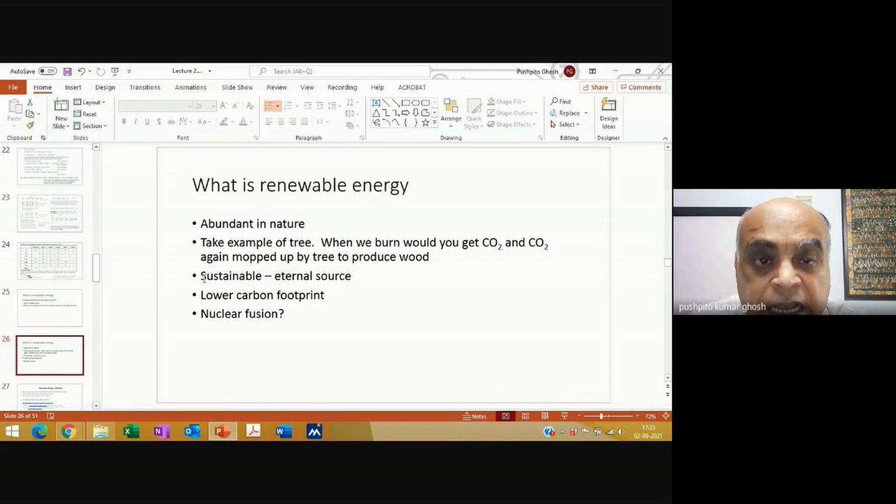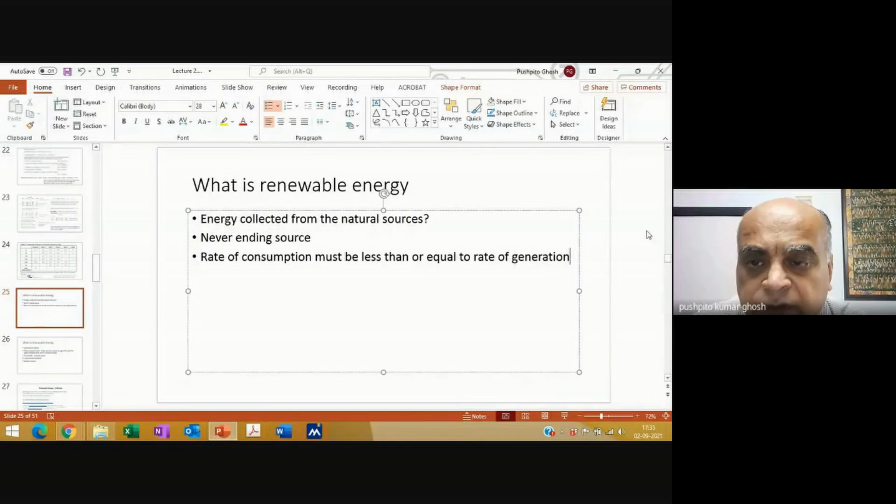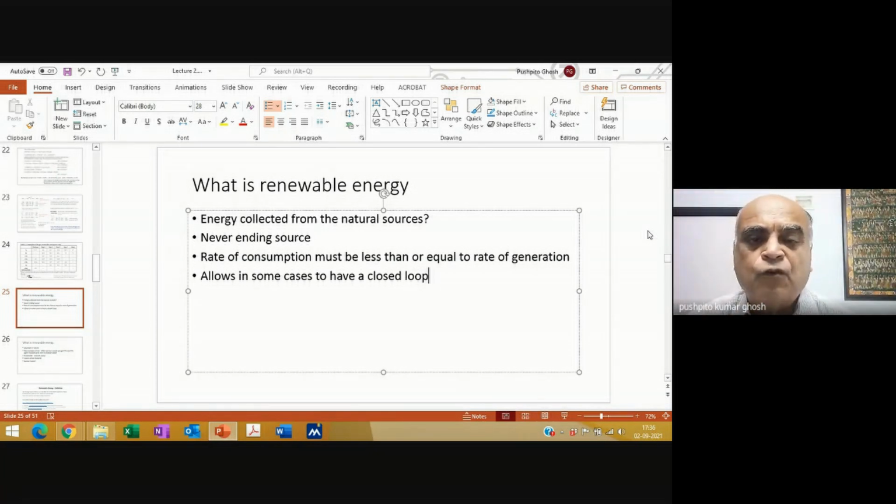You understood? Okay. The second is a form of energy where, look at the beauty, I'm burning, I'm getting CO2, I'm capturing CO2, and I'm getting trees back, from which I can get biomass and energy back. So we can also put, allows in some cases to have a closed loop. If the rate of burning of the fuel was the same rate at which photosynthesis takes place, no issue. That's great. So never-ending source, we can call it sustainable source.